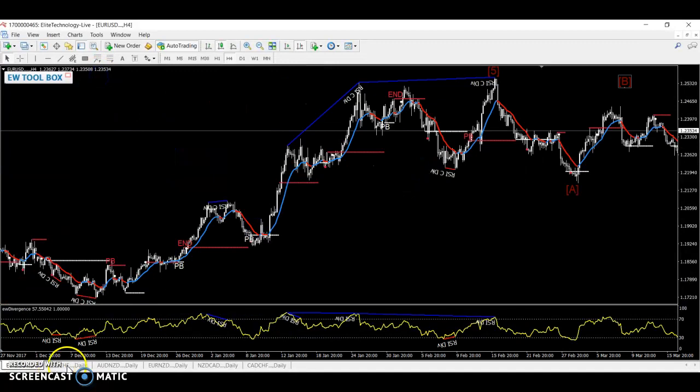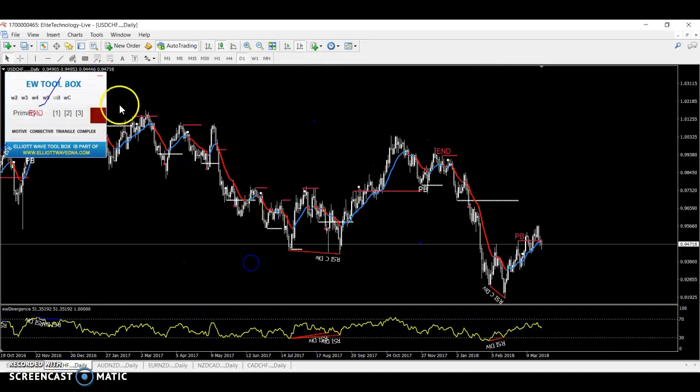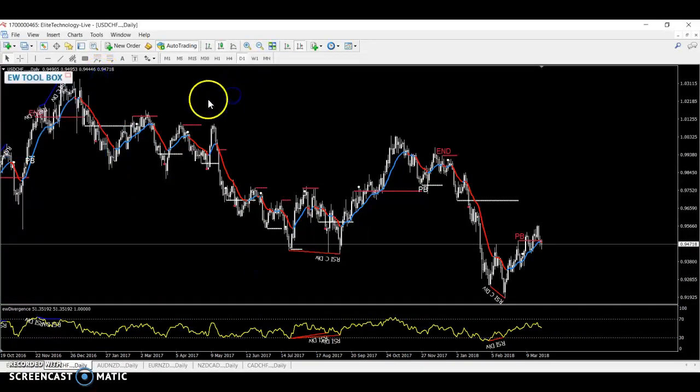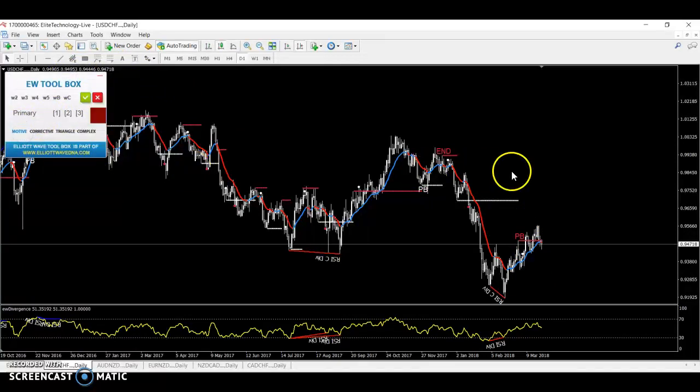Now moving on to the next chart, that'd be USD CHF, or USD Kiwi. I just call it USD CHF, I guess. So with this one, you see a 5-wave push down, followed by an ABC. This is on the daily again, so let's label this.